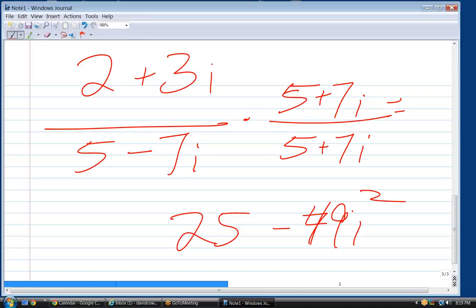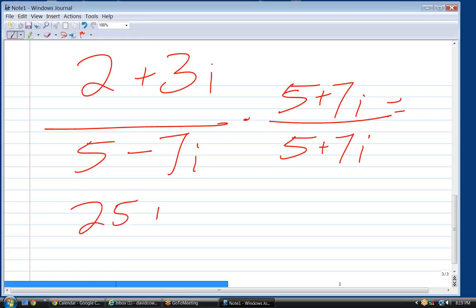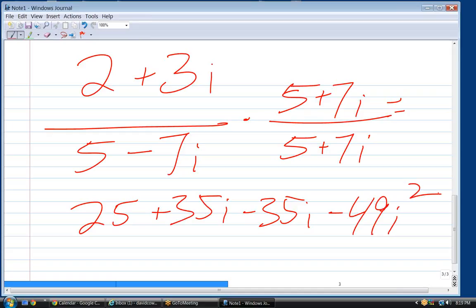Both middle terms cancel one another out. In other words, what I really get, just not to confuse you, is 25 plus 35i minus 35i minus 49i squared. And whenever you multiply by the conjugate, you always get two terms in the middle that cancel one another out. So you can kind of ignore the middle two processes of foiling and just work with the first term and the last term. Now, what's 25 minus 49i squared?